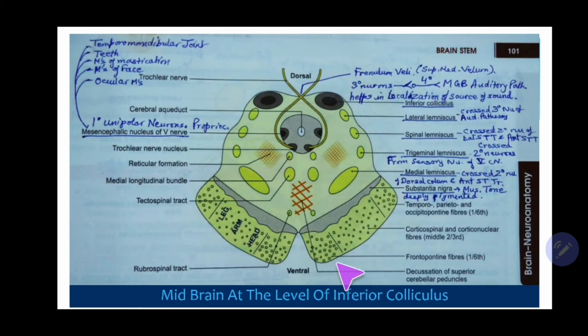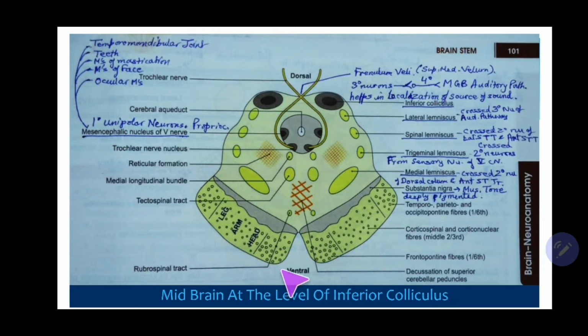So the crus cerebri, you see, is the ventral portion which is protruding out of the tegmentum, and it diverges upwards and laterally from the pons, reaching the two sides of the two cerebral hemispheres. And this crus cerebri is filled with an abundance of myelinated descending tracts.